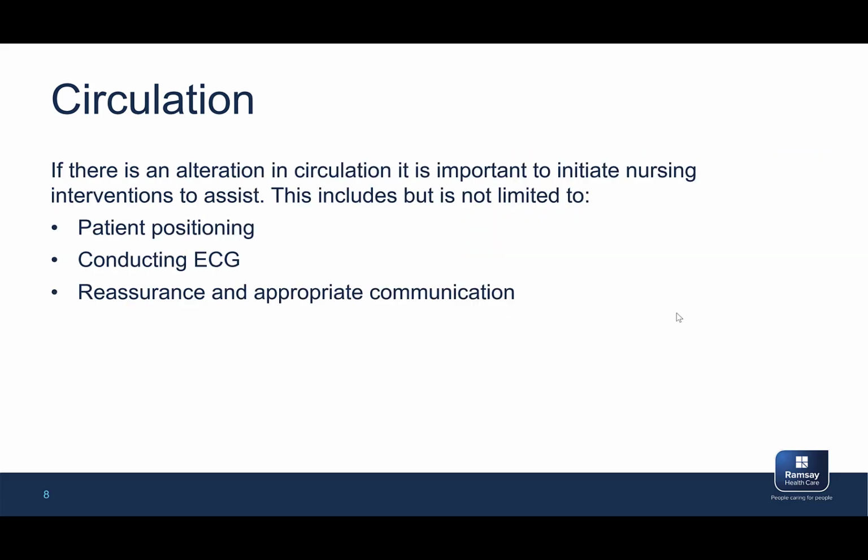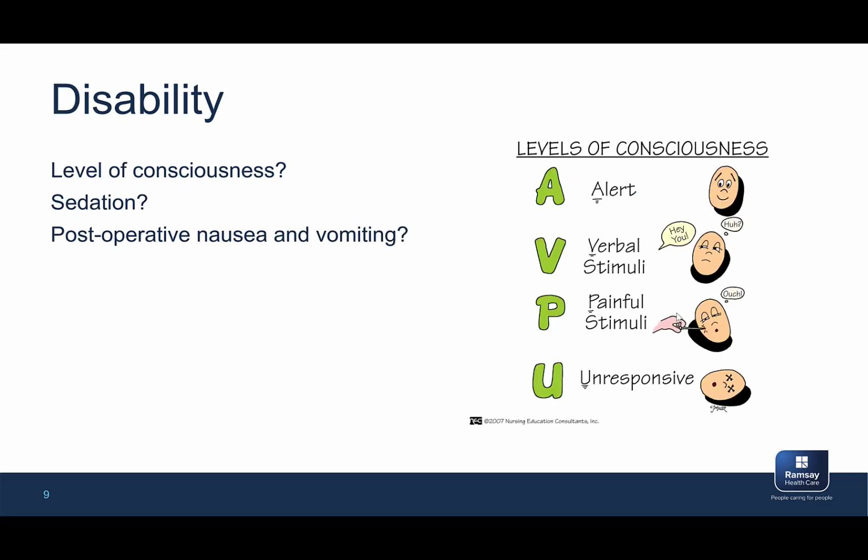So some interventions that you could do in regards to circulation in the interim period while there is a review that needs to be done: patient positioning, consider conducting an ECG should the heart rate be too high or too low, and of course, your reassurance and appropriate therapeutic communication are important interventions to take whilst you're assessing and providing interventions. For disability, here you're assessing for level of consciousness.